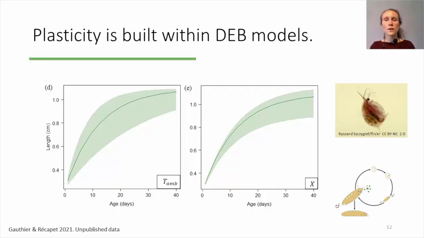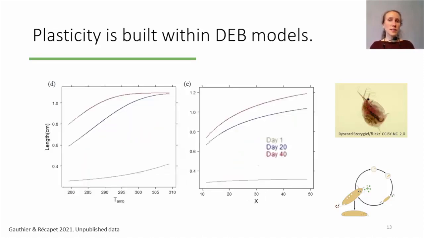Here, for example, we represented the effect of variation in temperature on the left, or food on the right, on Daphnia magna growth. So you can see the average growth in the dark blue line, but then there is much variation around this. At a given age, for example, we will have a different length, which is a phenotype, for a different temperature or food level. And here temperature and food only vary between individuals. It's constant for a given individual.